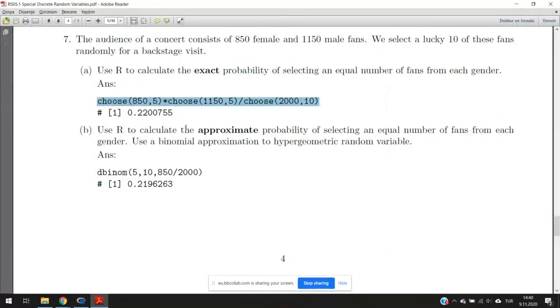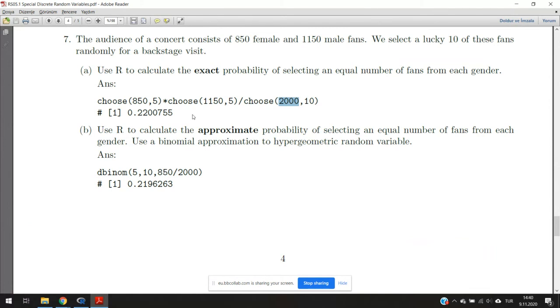Now, actually, in our theoretical course, we said that for a hypergeometric random variable, if the size of the population is very large, and also the numbers of special objects and non-special objects are very large, in that case, we can apply a binomial approximation to the hypergeometric random variable.